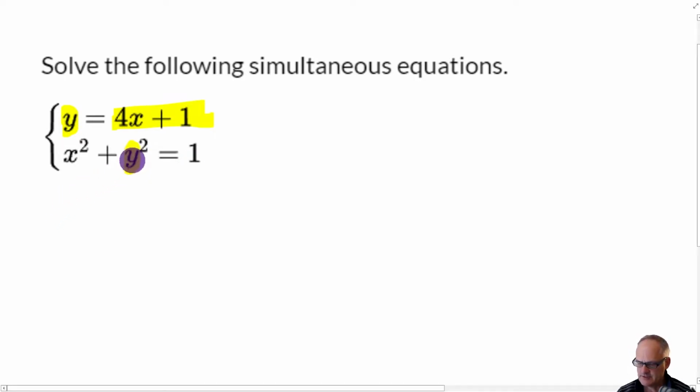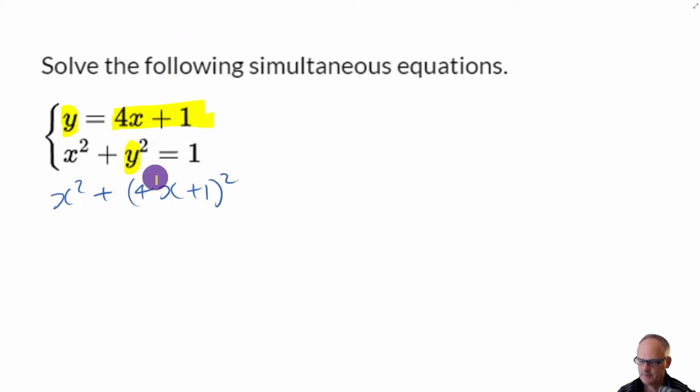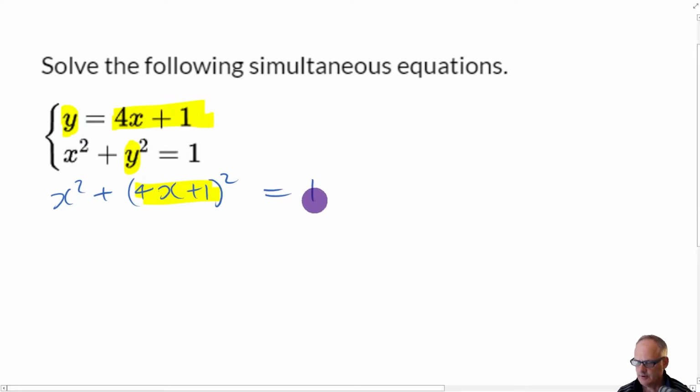So if we replace that y with 4x plus 1, we will get x squared plus (4x plus 1) all squared, because we're putting that value in where that y value was. And that must equal 1. And here's where students make their first mistake. They forget that this is just the same as 4x plus 1 times 4x plus 1. And then you've got to multiply it all out.